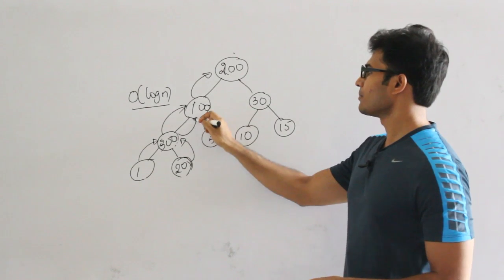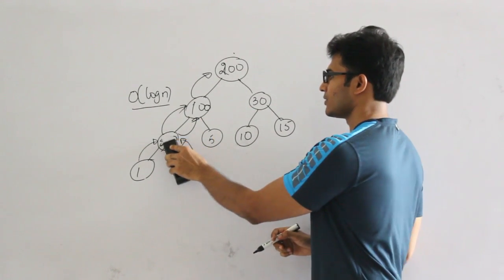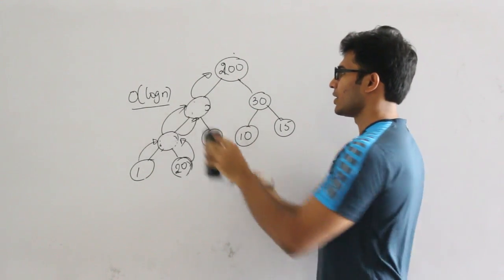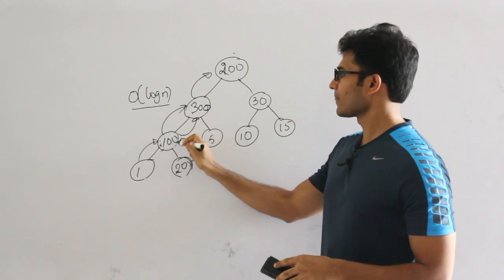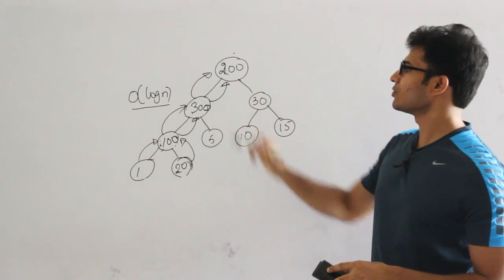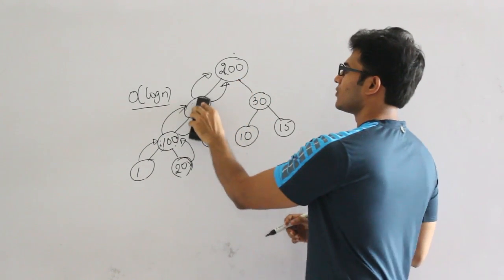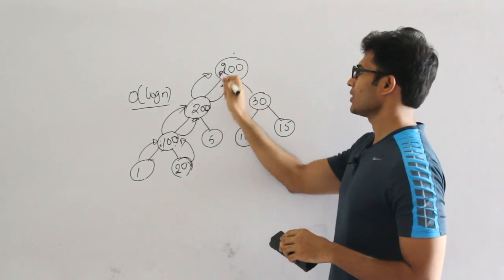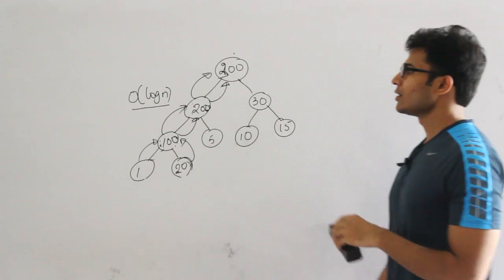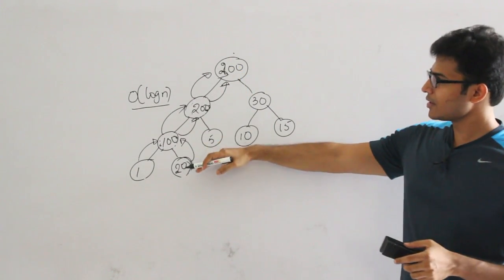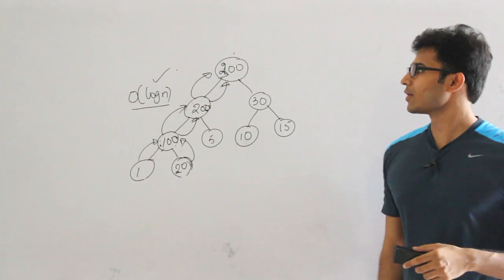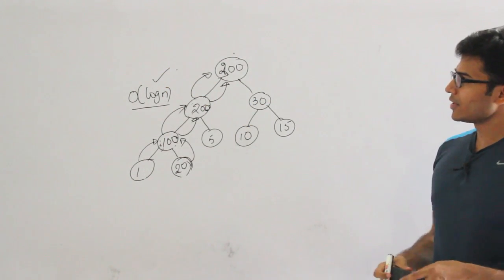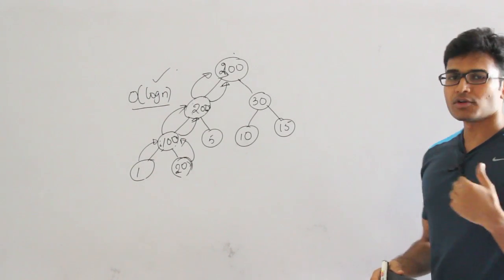And now 300 will be compared with 100. Again it is greater. So 300 will go up and 100 will come down. And again 300 is compared with 200. Therefore 200 will come down and 300 will go there, right? Therefore, in order to insert one element into the heap, the time taken will be log n. Okay, so this is how we can do various operations on the heap.